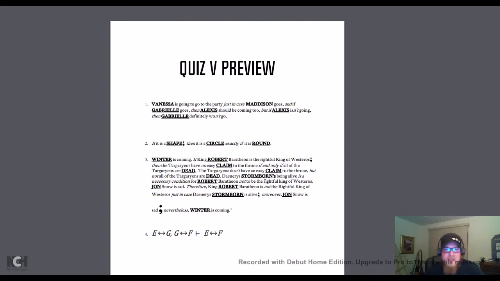Same thing here with number 2. Semicolon, that means something like, hey, you should do something with this. Stuff needs to be grouped together. So this is what it's going to look like on the quiz. Let's get into these 4 problems.